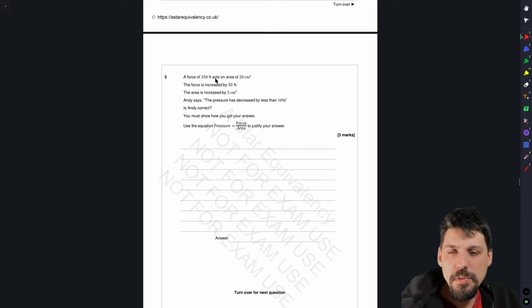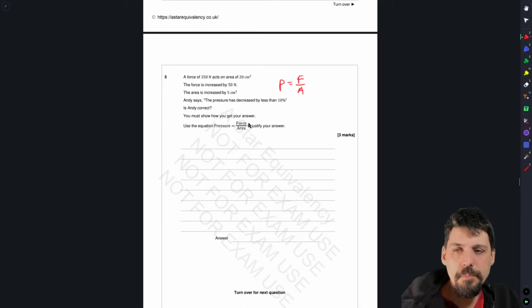Right, force of 350 Newton acts on an area. Okay, all right, so pressure is force over area. Remind ourselves. So pressure is 350 over... Oh, it's there. They've given it to us. I'm just going to use the units as they are. This won't give us any good SI units, but because we're doing percentage increase, decrease, it doesn't matter.